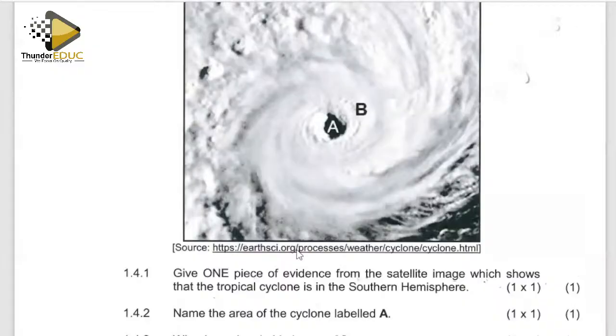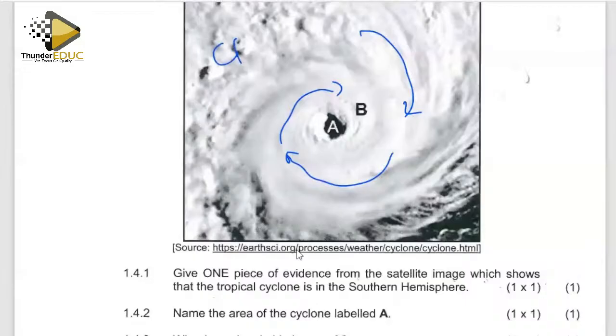The evidence that suggests to us that this tropical cyclone is in the southern hemisphere is the circulation. If we check our cloud here, it shows that it's circulating in this direction. So it's because of clockwise circulation.